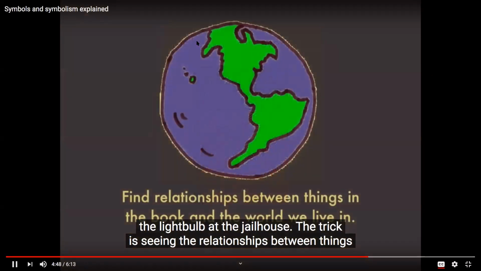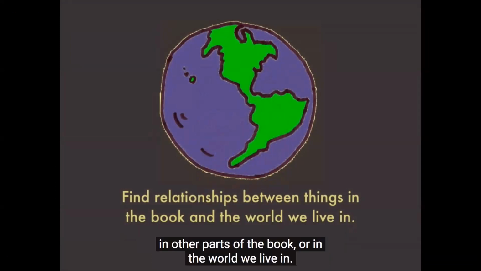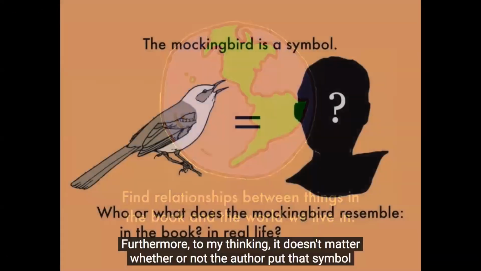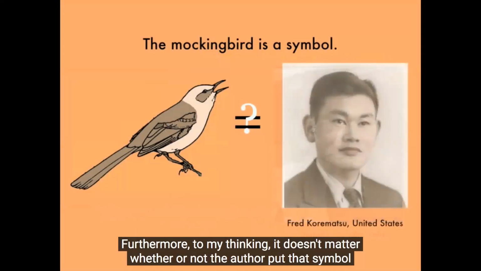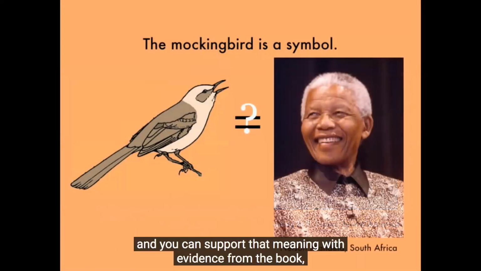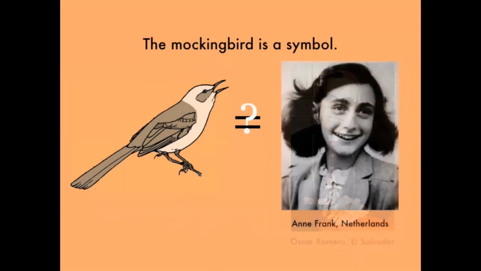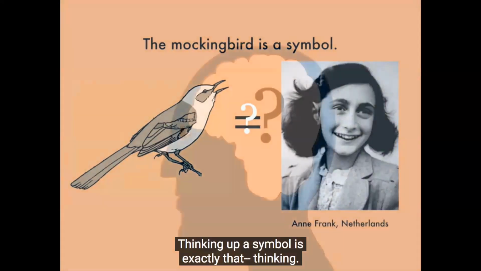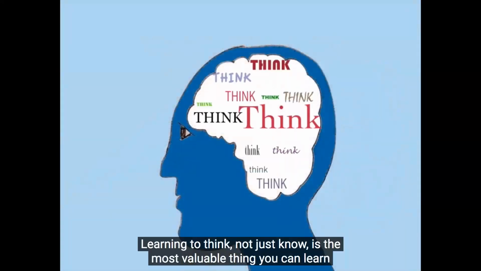The trick is seeing the relationships between things in the book and then finding the same relationships somewhere else, in other parts of the book or in the world we live in. Furthermore, to my thinking, it doesn't matter whether or not the author put that symbol there on purpose. If your imagination sees symbolic meaning and you can support that meaning with evidence from the book, then it's there. Thinking up a symbol is exactly that, thinking. Learning to think, not just know, is the most valuable thing you can learn in school.